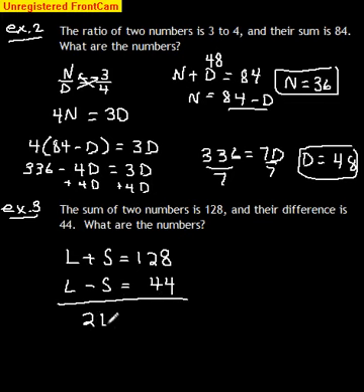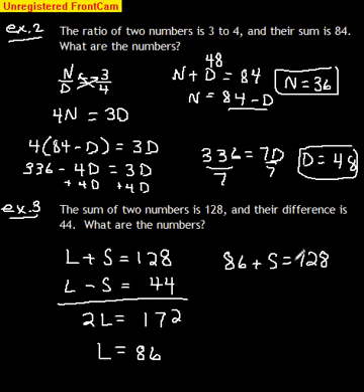So we get 2L equals 172, and if you divide both sides by 2, you get the larger one is 86. And the smaller one, you could just take 86 plus the smaller one equals 128. So you just subtract 86 from both sides, and you get the smaller number equals 42.